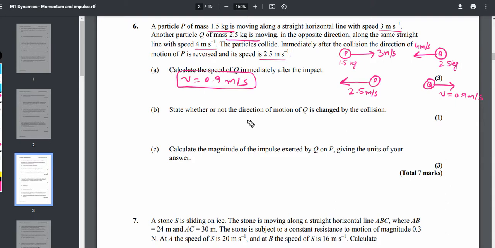In part B it says state whether or not the direction of motion of Q is changed by the collision. Yes, it has changed. Initially it was moving to the left and now it has started moving to the right. Yes, and it has changed from left to right.